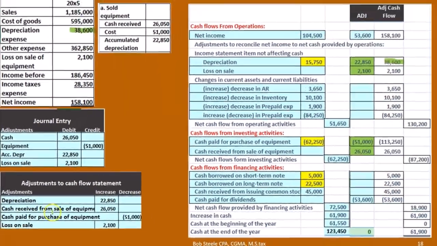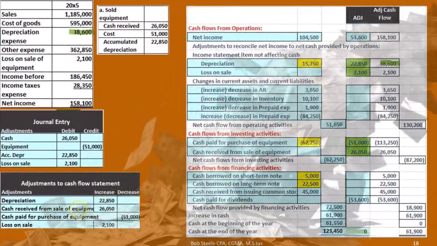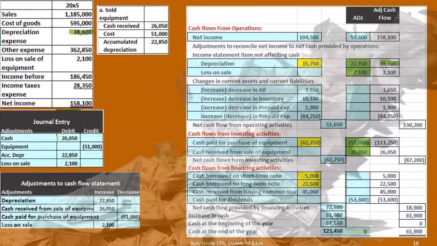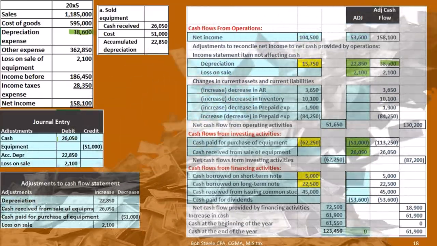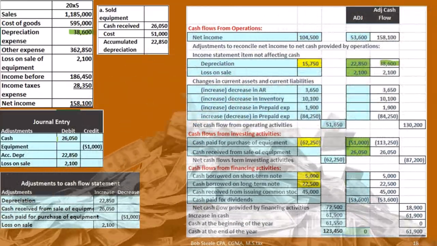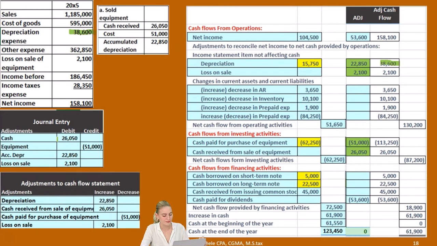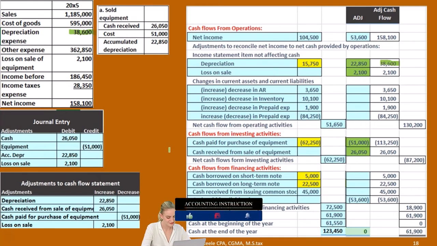Then we have the cash received from the sale of equipment. Now, I mean, we got cash up here. We can see the $26,000 that we received, and we didn't record that anywhere. We sold equipment. We didn't put that on our cash flow statement. So we got cash from the sale of equipment. And if we received cash, remember, equipment is an investment. Therefore, it's going to go in the investing activities.